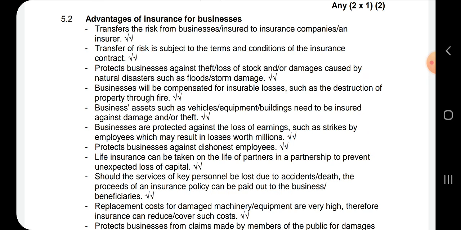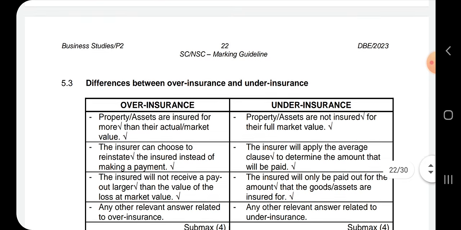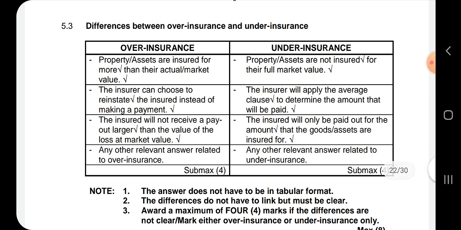That is the advantages, the benefits of having insurance as a business. That's how you answer it. And then the difference between over-insured and under-insured. When you're over-insured is when you have insured your property for more than its value. This value, especially cars, lose value.